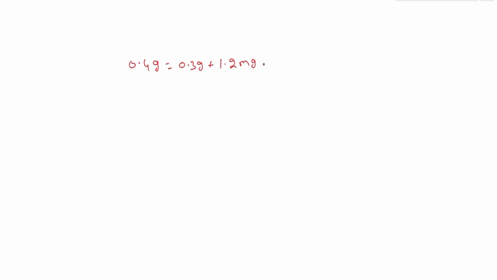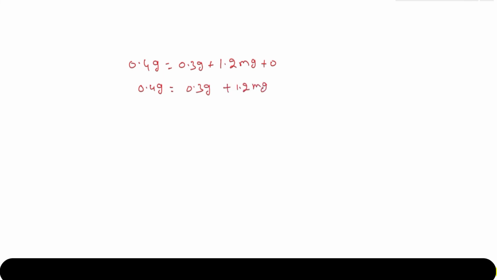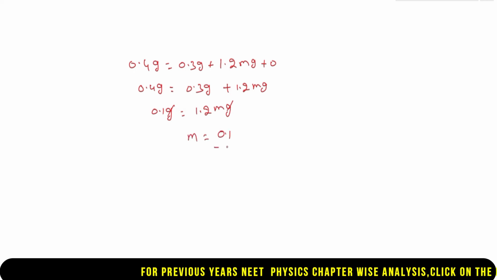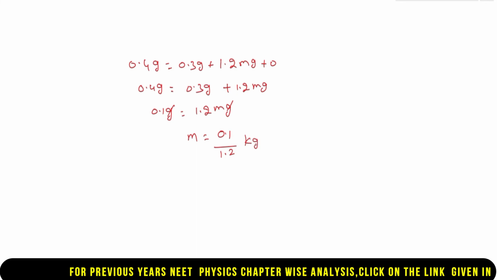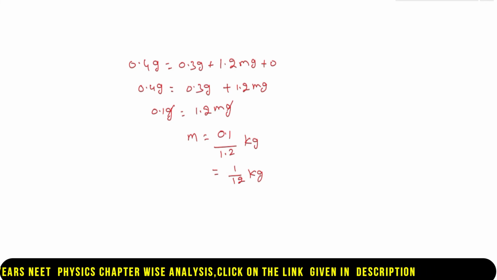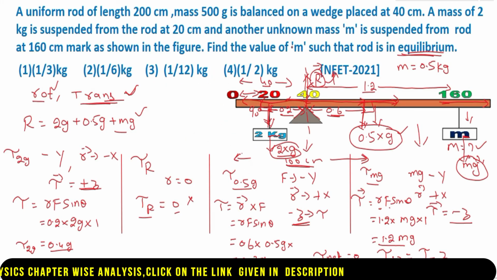Anyhow, torque due to reaction R is 0, or let me include that 0 here. Then what will I get? I'll get 0.4 g is equal to 0.3 g plus 1.2 mg. Okay, so then what will I get? 0.1 g is equal to 1.2 mg. That is g will get cancelled, and my m will be equal to 0.1 by 1.2 kg. That is equal to 1 by 12 kg. Okay, so the answer for this question is 1 by 12 kg.